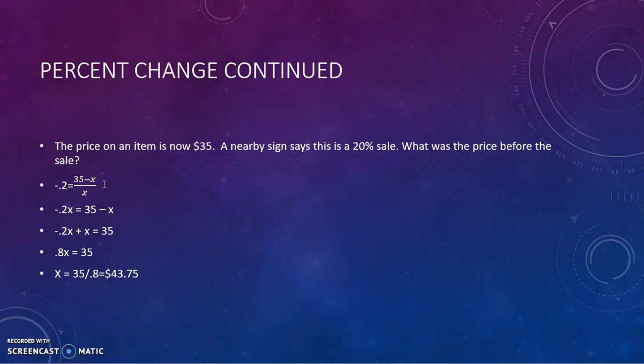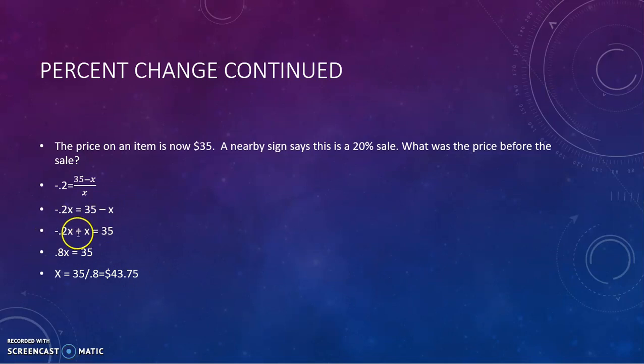Now in this first step, I multiply both sides by the x. So on the left side, this becomes the negative 0.2 times the x. The x, which is on the right side, cancels with the x in the denominator. And all I'm left with is the numerator, 35 minus x. Okay? So going from this step to this step is multiplying both sides by x. Then I add x to both sides. There we go. Negative 0.2x plus x equals 35.